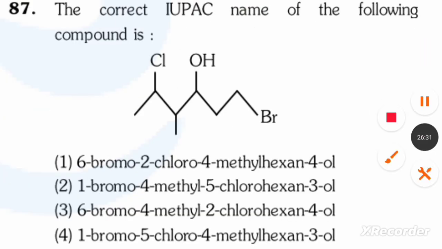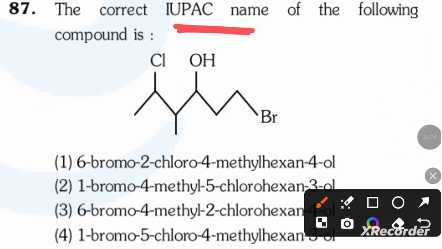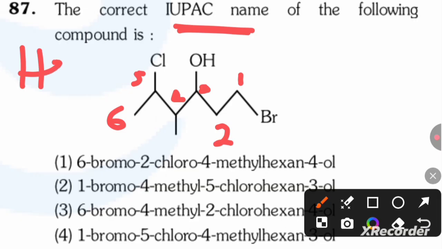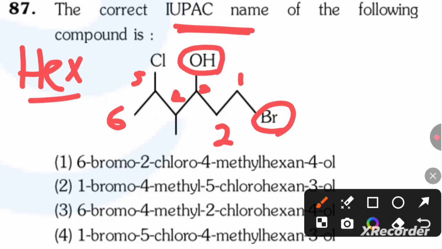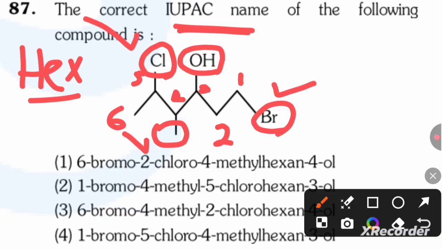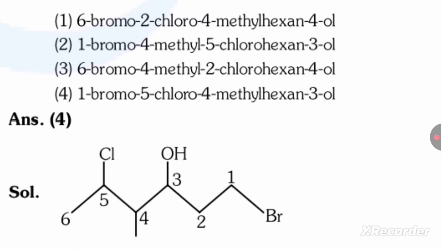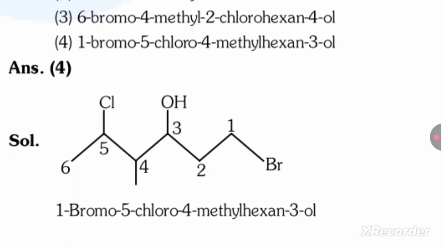Let us find out the correct IUPAC name of the following. First carbon, second, third, fourth, fifth and sixth. In total there are 6 carbons, so hexane is the root word. At the first carbon, bromo; at the third carbon, a hydroxy group, the alcoholic group; at the fourth carbon, a methyl group; and at the fifth carbon, a chloro group. So alphabetically, 1-bromo-5-chloro-4-methylhexan-3-ol. So option 4 is the right answer for this question.